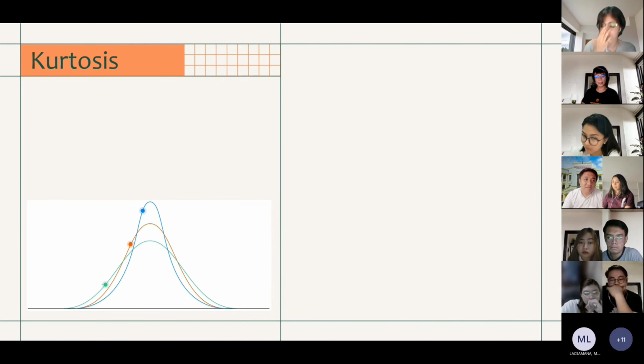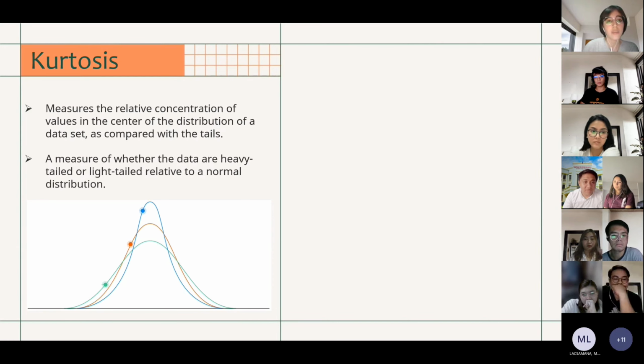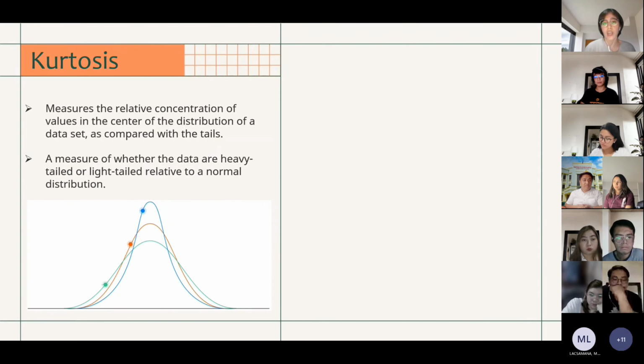Okay, for the kurtosis naman, kurtosis measures the relative concentration of values in the center of the distribution of a dataset as compared with the tails. Or in other words, it is the measure of whether the data are heavy-tailed or light-tailed relative to a normal distribution. So kung mapapansin natin sa skewness kanina, ang tinakal natin or ang inaalam natin is kung saan papunta yung set ng distribution mo compared to the center point. Ito naman, for the kurtosis, ang inaalam natin is yung outliers na o yung mismong tails ng ating graph or ng ating dataset. So we have three types of kurtosis.